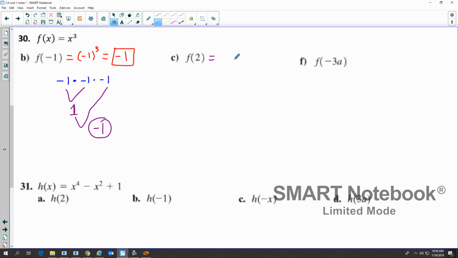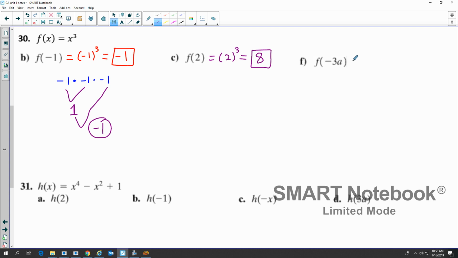Okay, next one shouldn't be too bad. Let's see, 2 to the third power, just telling us to put a 2 there. So 2 times 2 is 4, and then times 2 again is 8. So be careful, a lot of times students want to say 6, but 8, 2 times 2 times 2.